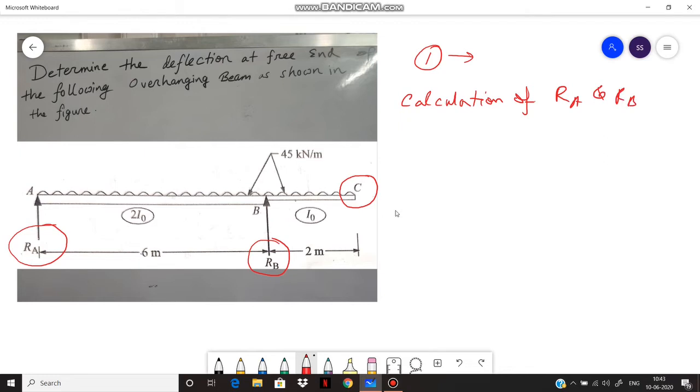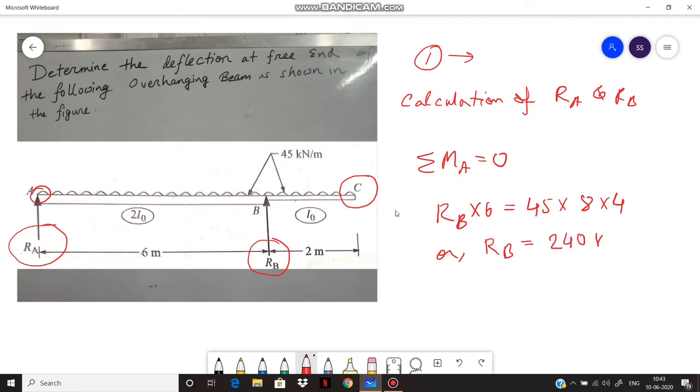So to calculate the RA and RB, we are taking summation of all moments about point A equals to 0, as at point A the support is hinge support. So taking the summation of moment equals to 0, we have RB into 6 equals to 45 into 8 into 4. Solving this, we get RB equals to 240 kilonewton.